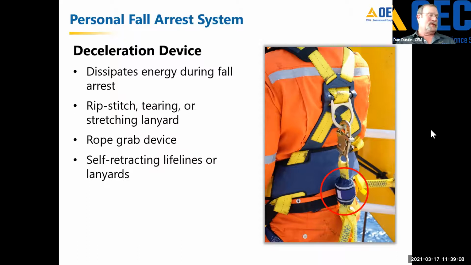The last one is self-retracting lifelines or lanyards. And I might be prejudiced, but I find that this is certainly my preferred method. And there's a couple of reasons for that. One of them is you can't gain enough speed to fall very far. These have an inertial or centrifugal brake in them that brakes very, very quickly. In fact, one of the primary complaints is that if I am using them on a horizontal surface, you have to walk at a moderate pace, because if I try and walk too quickly, they will lock up.